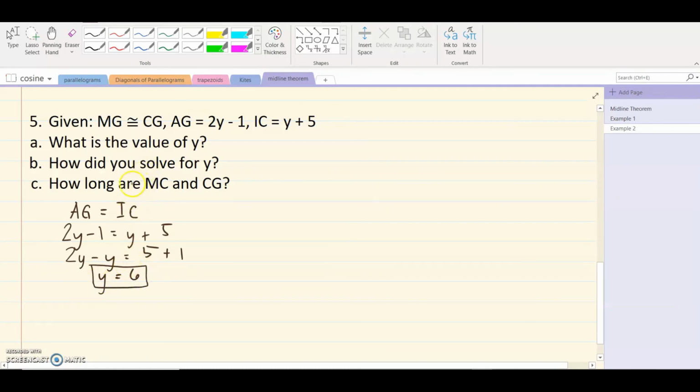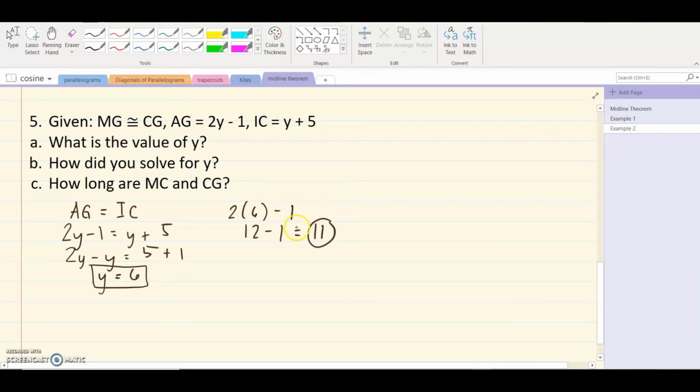So how did you solve for y? By taking the equation AG is equal to IC. Now how long are MC and CG? Now let us first plug in at least one of the sides, AG or IC. Since AG is equal to IC, let's try AG. So you have 2y, 2 times 6 minus 1. So that is 12 minus 1. So the answer is 11.